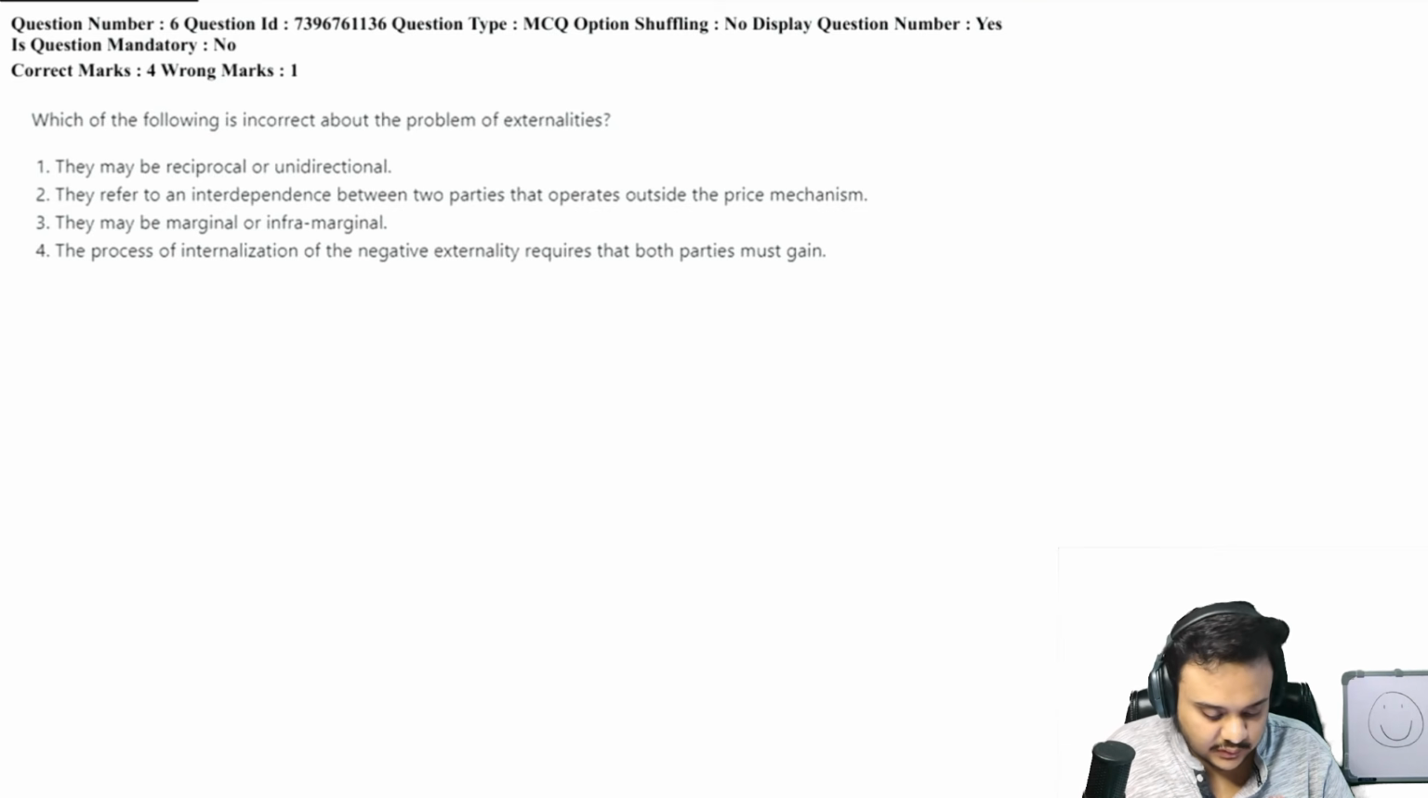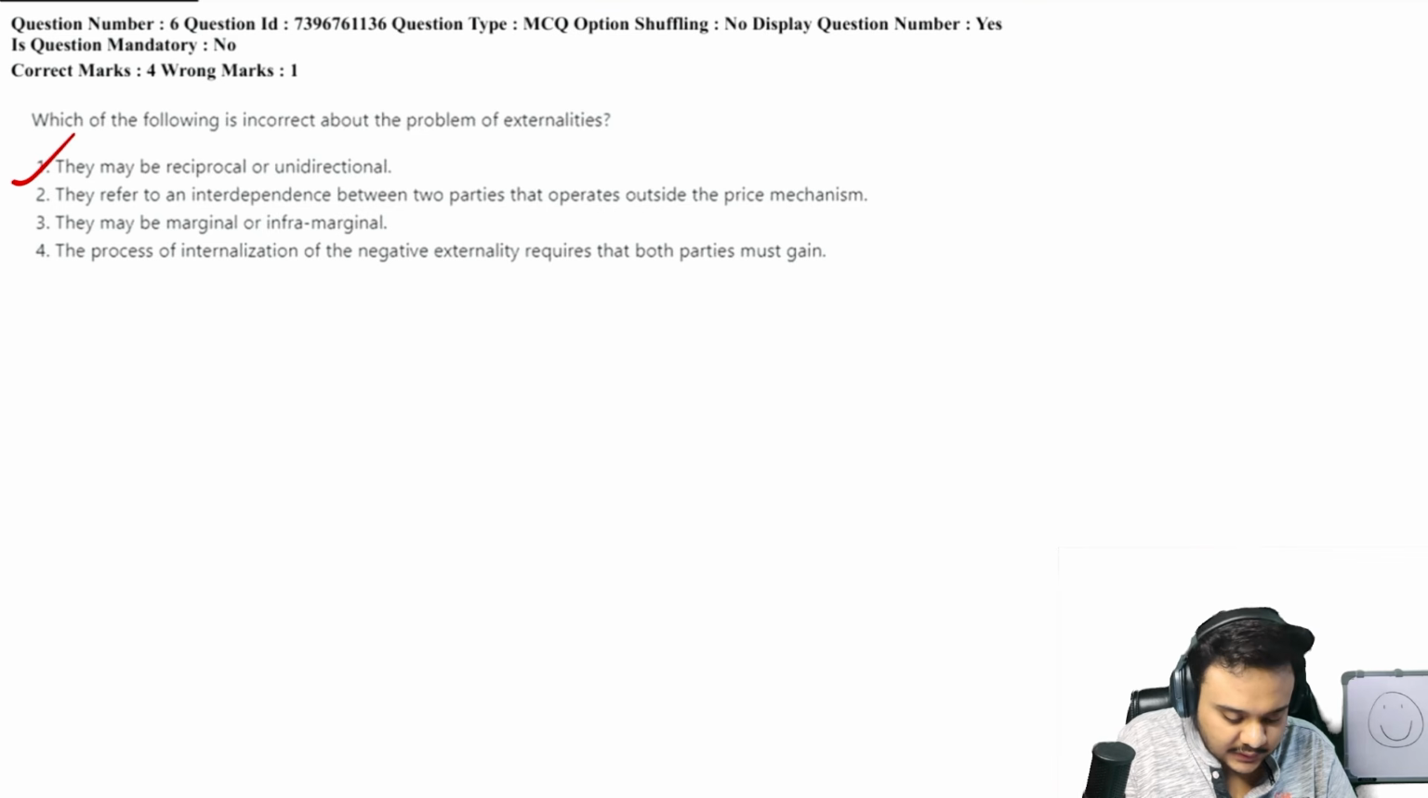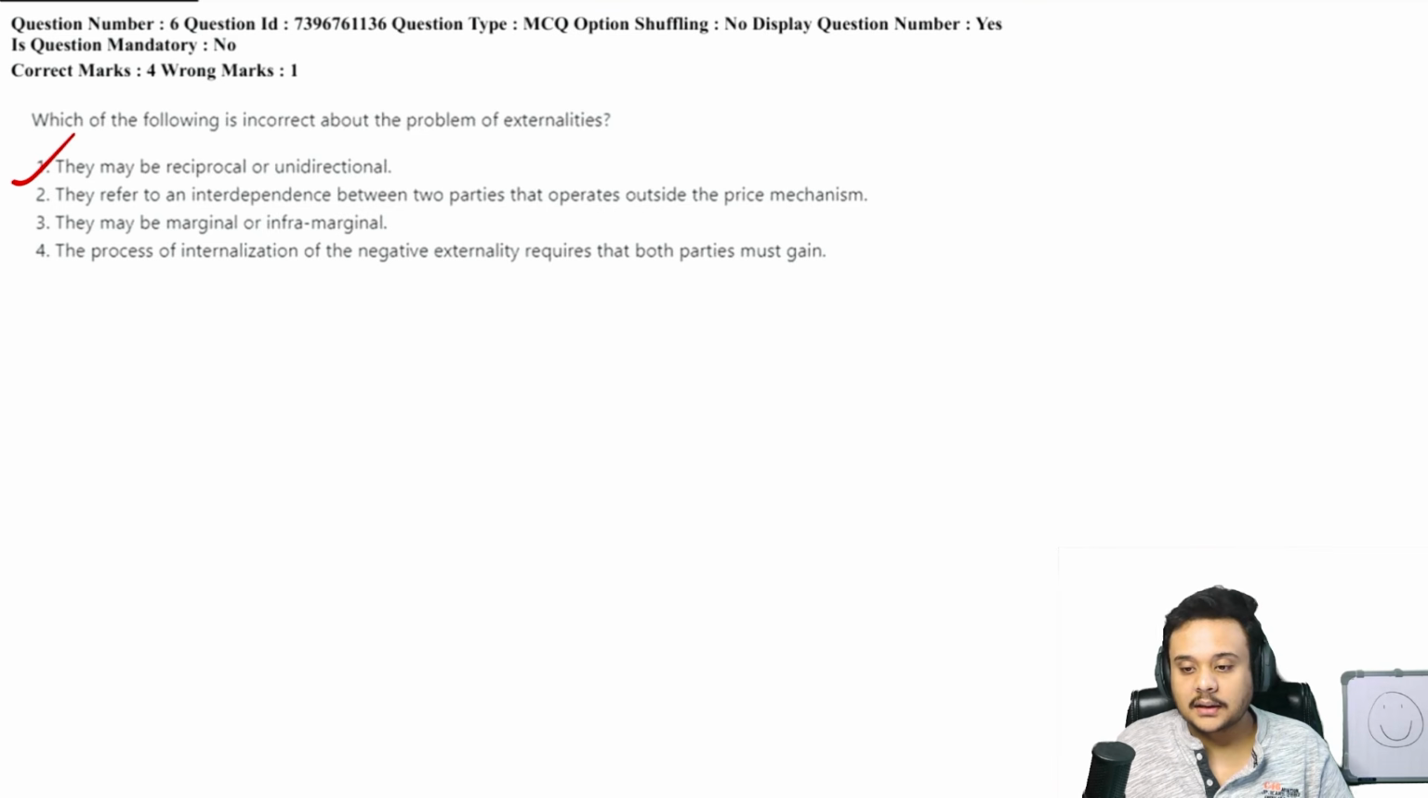Okay, so look at the sixth question now. It says that which of the following is incorrect about the problem of externalities? A very basic question, just asking some of the properties of externalities in general. So they may be reciprocal or unidirectional. Absolutely, any externality can negatively affect only one person also, or two parties can both be harmed by one another as well.